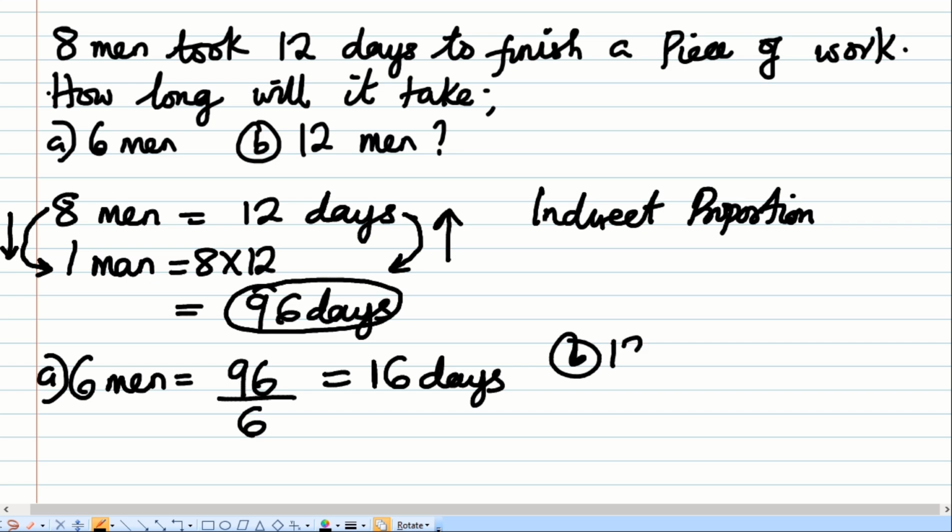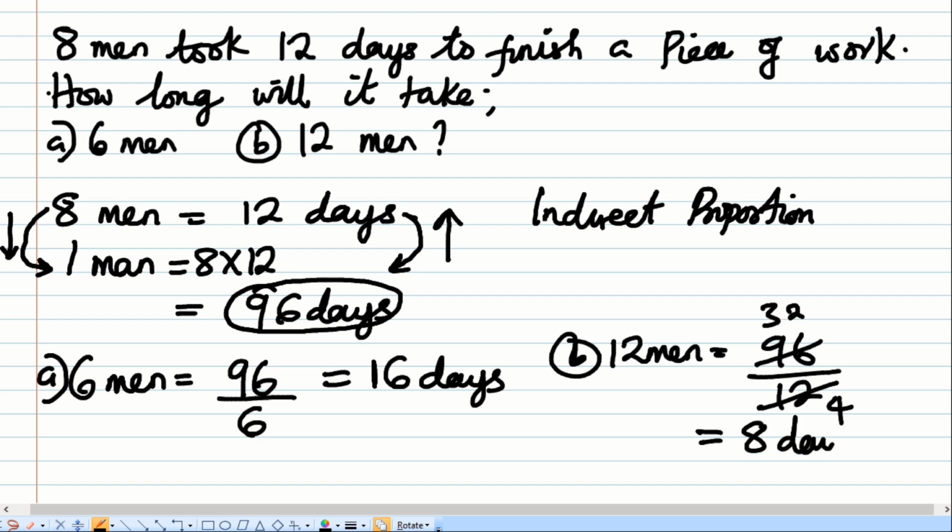B, 12 men, we are going to divide the 96 days among themselves. Well, we can just break this down step by step. So 3 into 12 will be 4. 3 into 96 will be 32. And then 32 over 4 is 8. So it's going to take 12 men 8 days.